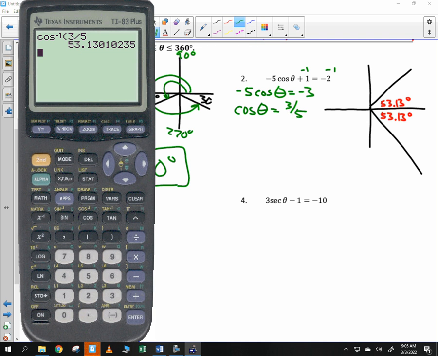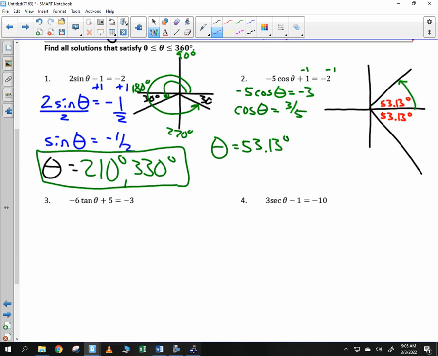So we'll start with the easy one. What is that angle? Yep, 53.13. What would I do to compute that angle? 360 minus 53.13. Good. And I get 306.87 degrees.